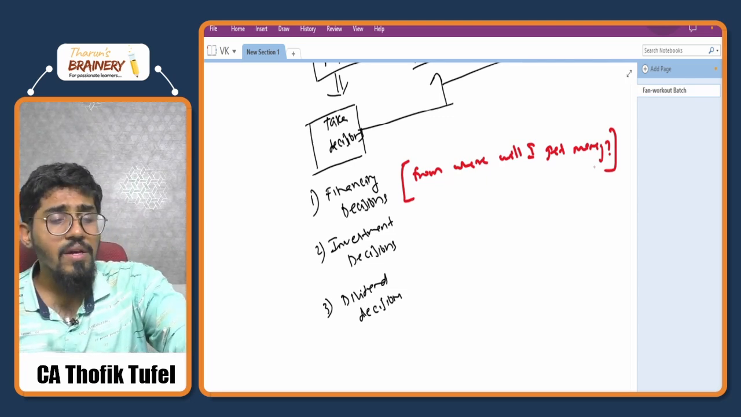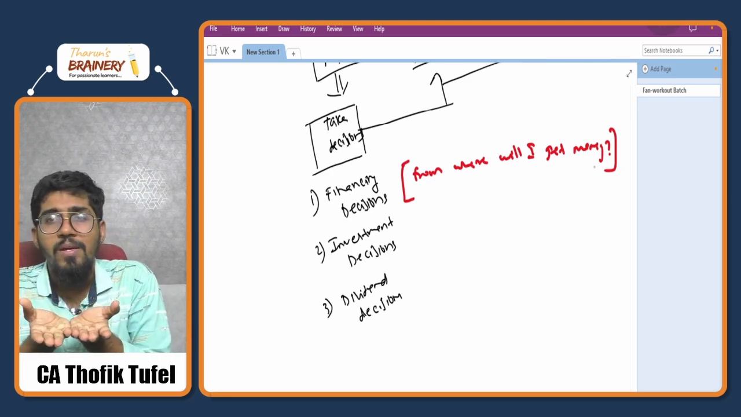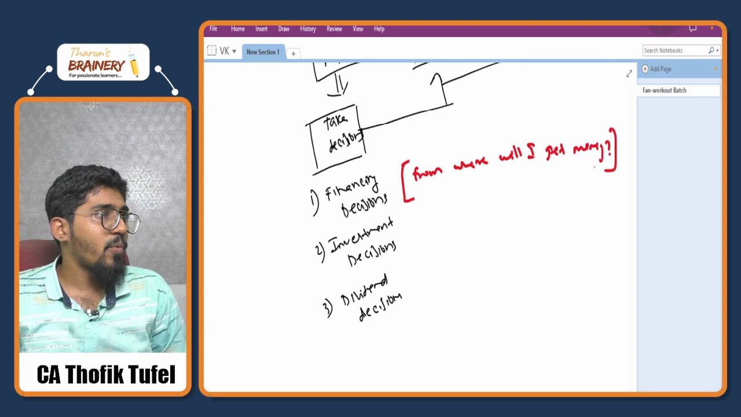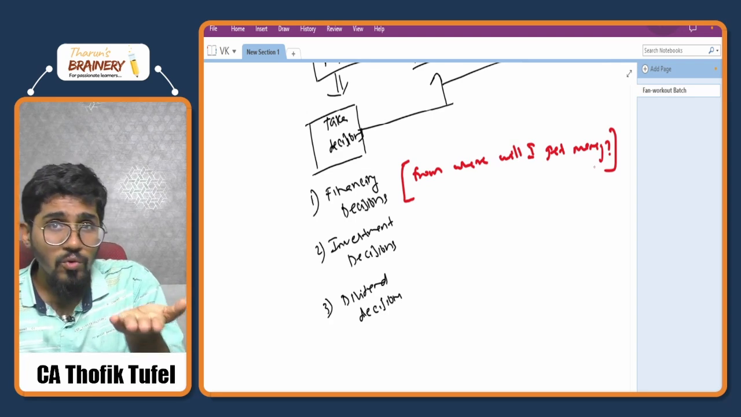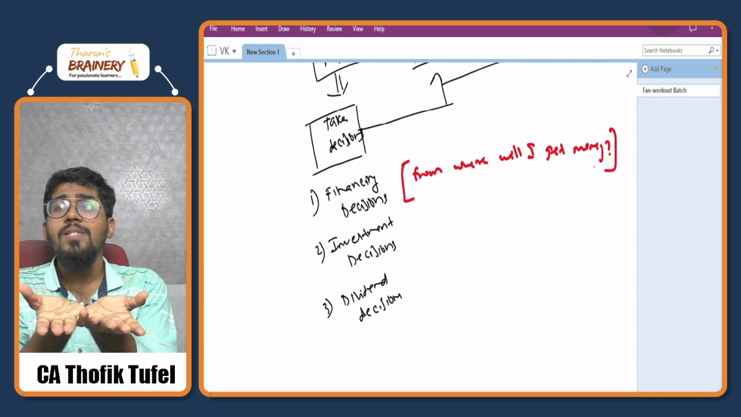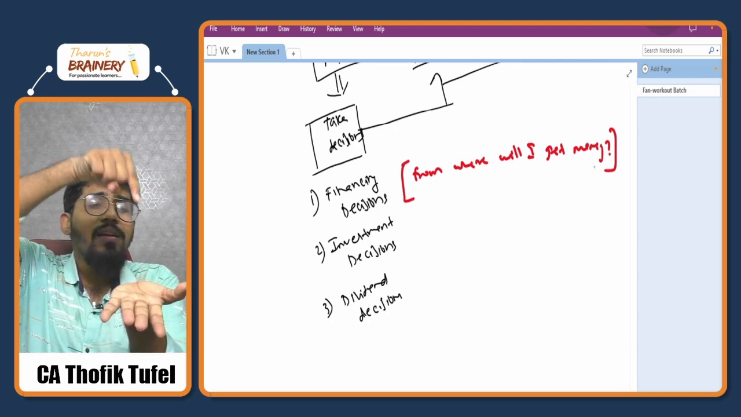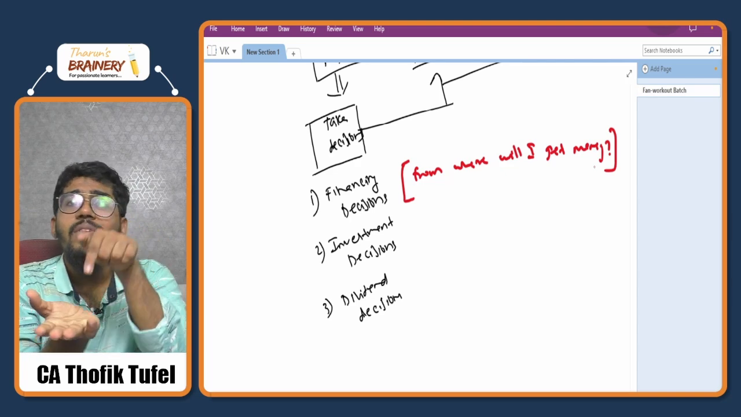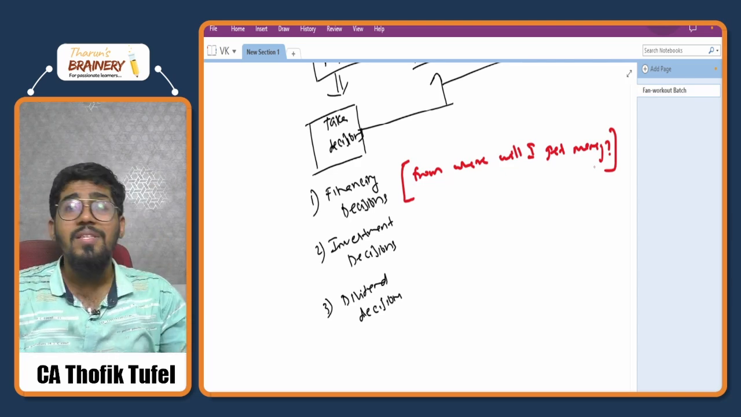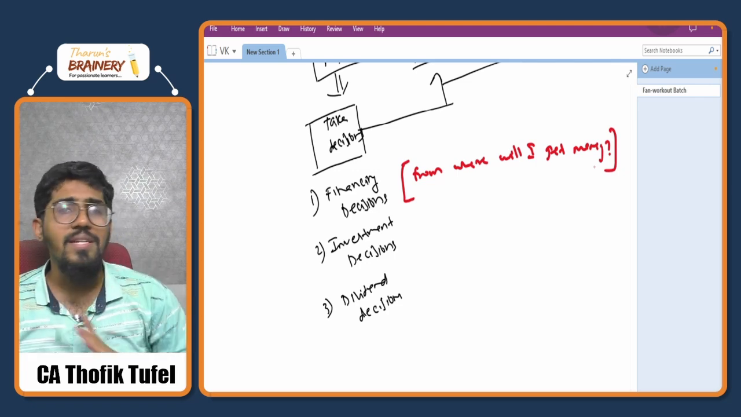Now, suppose I have two proposals in front of me, not marriage proposals, but business proposals. Like either you do business A or you do business B. Now you have to take a decision: should I invest in business proposal A or in business proposal B? This decision is called the investment decision.